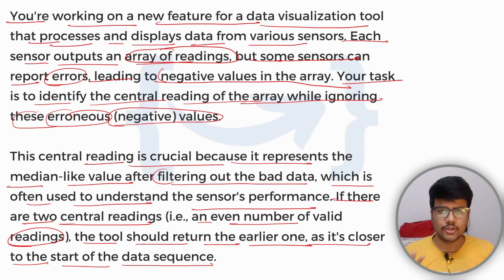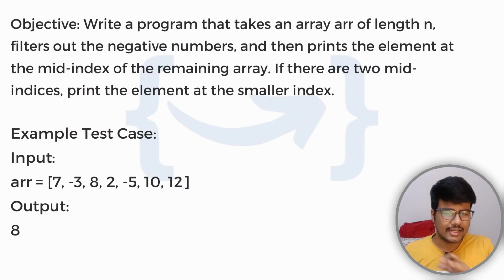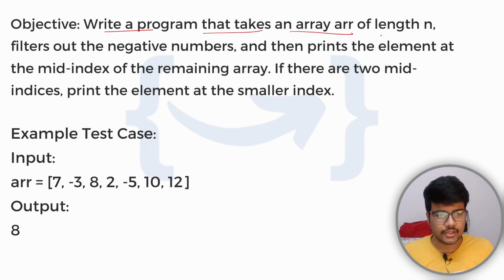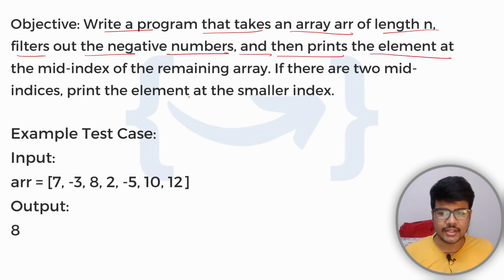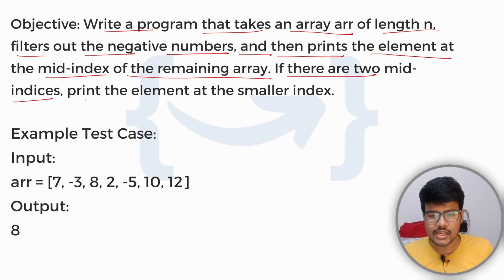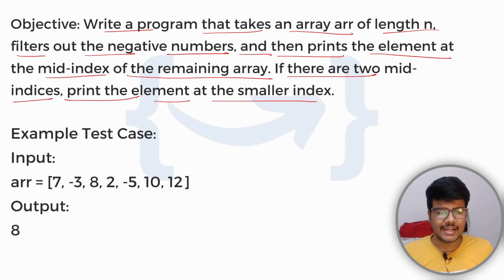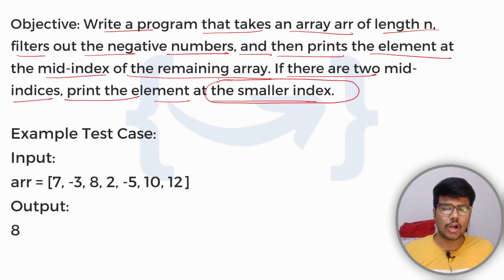So we got the question. How can we do it? Let's see the shorter version of the question that we have written. Write a program that takes an array ARR of length n, filters out the negative numbers, and then prints the element at the mid index of the remaining array. If there are two mid indices, print the element at the smaller index. So it's not a bigger task.